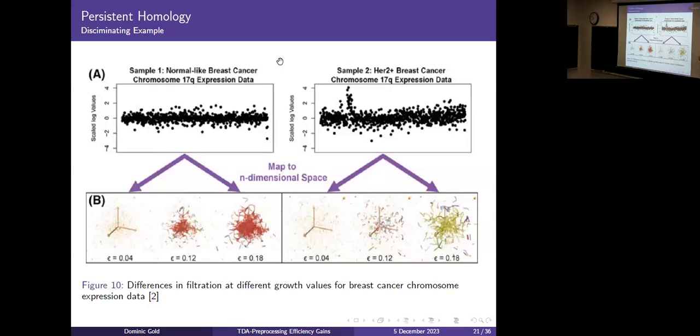So there was a recent paper on breast cancer chromosome expression, and there are two versions of breast cancer here. You have one that's pretty normal, and then there is one that's really aggressive, HER2+. And so what they did was they ran this entire shape extraction algorithm, and this is the resulting simplices at different growth parameters.